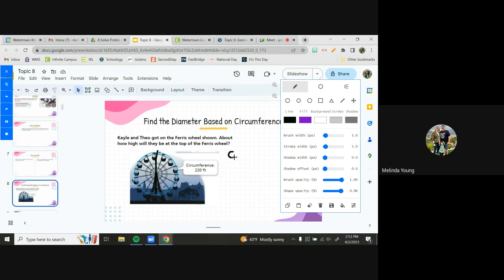So if we plug that information again into my formula, so C equals pi times diameter. I know my circumference here is 220, so I'm going to do 220 equals pi again is 3.14. And I don't know what the diameter is. That is what I'm solving for. So D, again, divide by 3.14 to both sides.